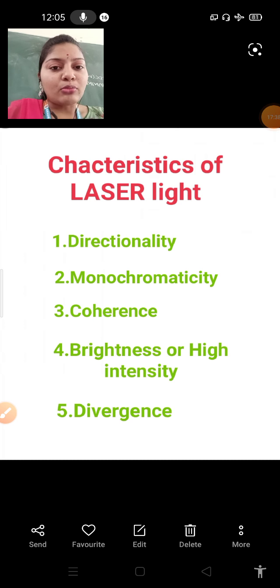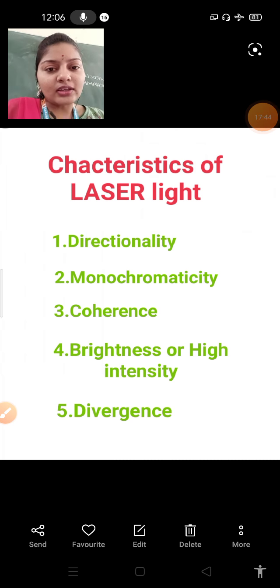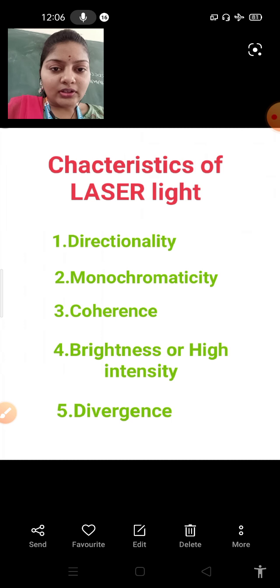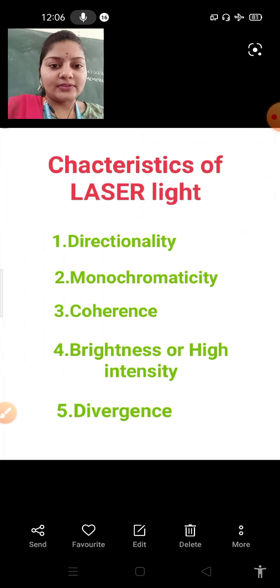Now coming to monochromaticity. Mono means single and chromaticity means color. So laser light emits only a single color, single frequency or single wavelength, and that is called monochromaticity. The laser light source always emits only a single light. This is the second characteristic of laser light.